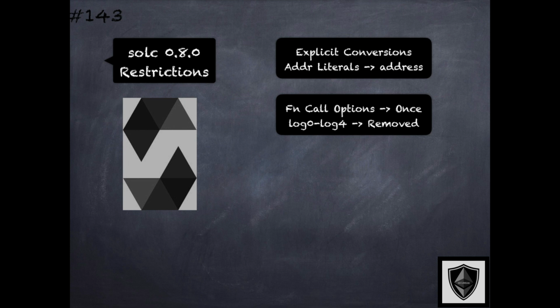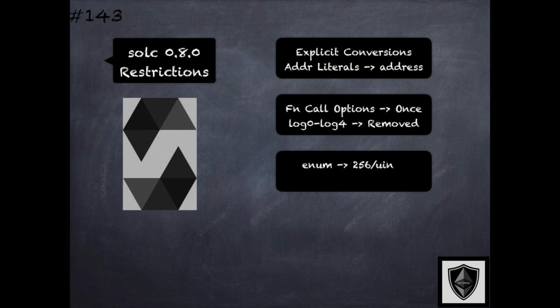The global functions log0, log1, all the way to log4 that may be used for specifying events or logs have been removed because they were low-level functions that were considered as largely unused by Solidity contracts. And if a developer wants to use them, they need to resort to inline assembly.